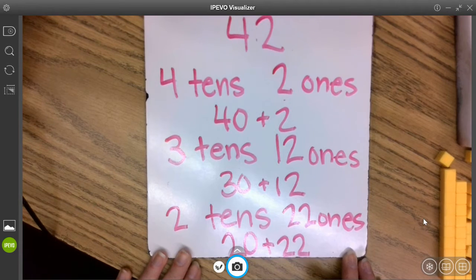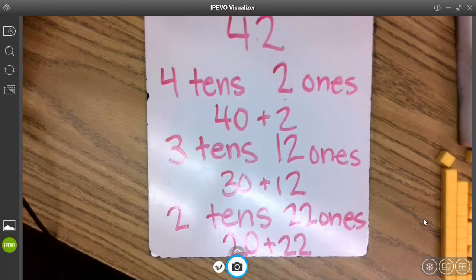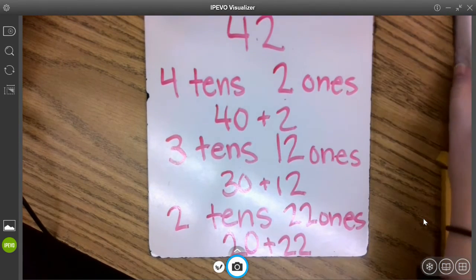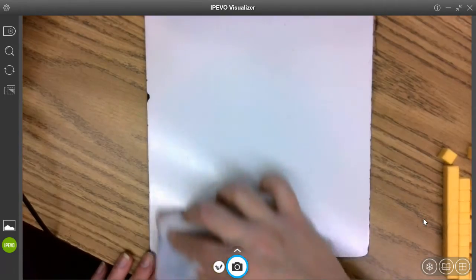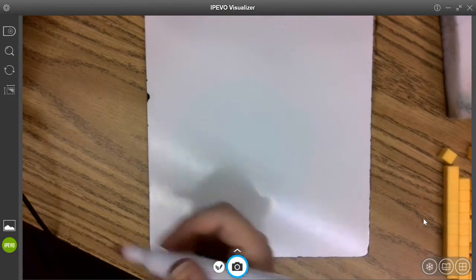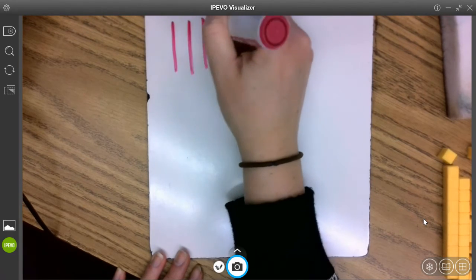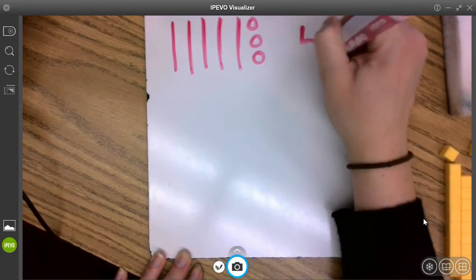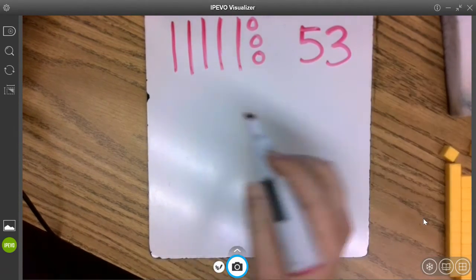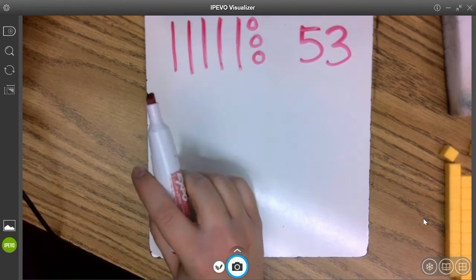So I have 42, 40 plus 2, 30 plus 12, 20 plus 22. Different ways to make the same number, thinking about our groups of 10. Okay, let's do it with a picture. Let's do 53. Okay, that is 53. It's easy to see because I have 5 groups of 10 and 3 more.